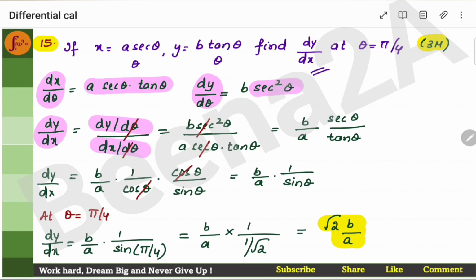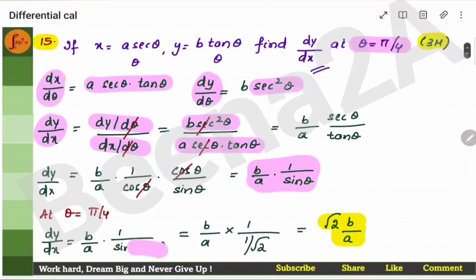So your dy by d theta is b secant square theta. Dx by d theta. What is derivative of secant theta? It is secant theta into tan theta, right? So now when you simplify, you will get this kind of an expression. Now you'll have to find dy by dx at theta is equal to pi by 4. So substitute theta with pi by 4. So sine pi by 4 is sine 45. Sine 45 is 1 by root 2, which is nothing but root 2 b by a.